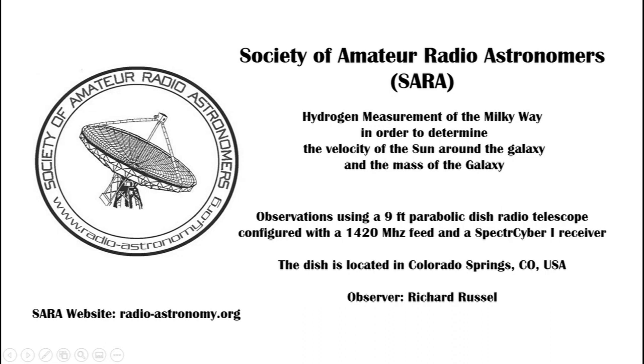Welcome to the Society of Amateur Radio Astronomers Radio Telescope Observation Party. Today the observer, Richard Russel, will describe how he uses his 9-foot dish with a 1420 megahertz feed to measure hydrogen Doppler and, using this data, determine the velocity of the sun around the galaxy and the mass of the galaxy. He starts with his real-time measurements with the team.